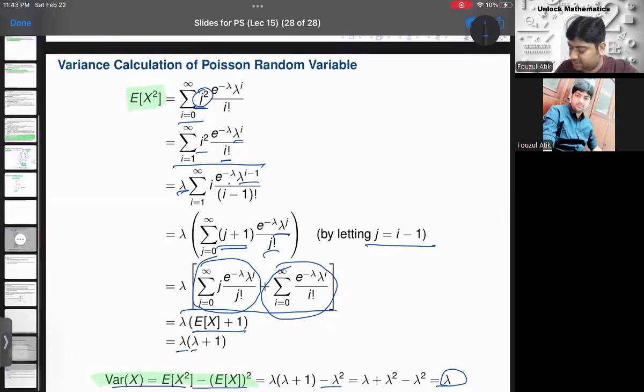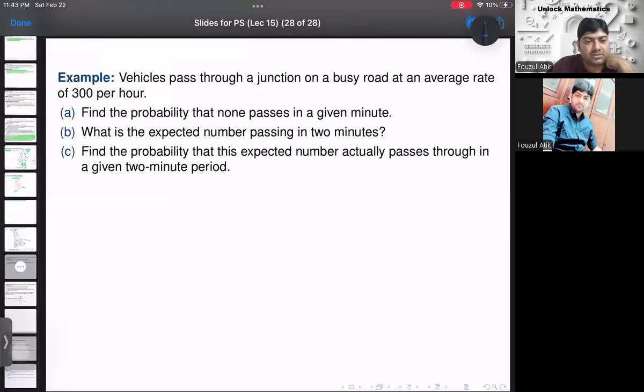Okay, let us do one example. A vehicle passes through a junction on a busy road at an average rate of 300 per hour. Now look at the question. We only know the average rate, because somehow you have some previous statistical data, and from there one can calculate the average rate. So in a particular busy junction we have this.